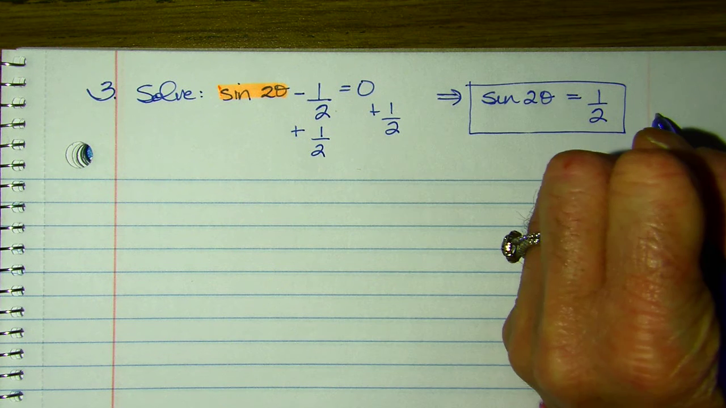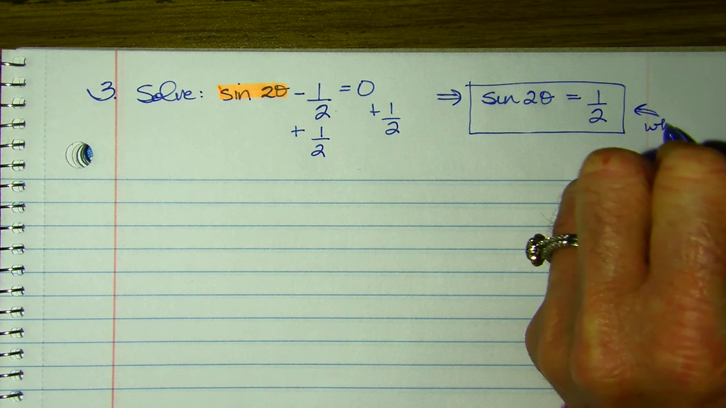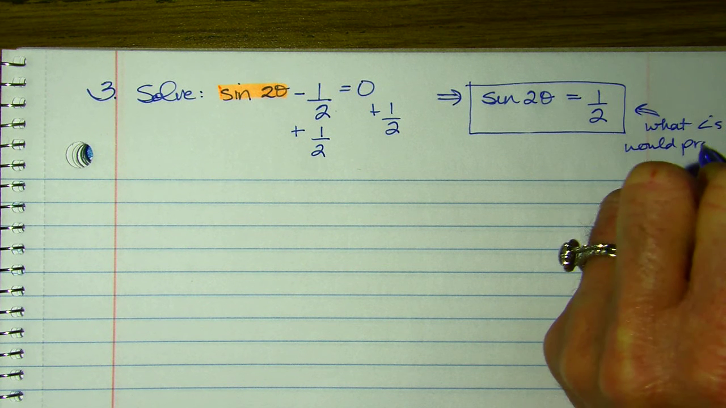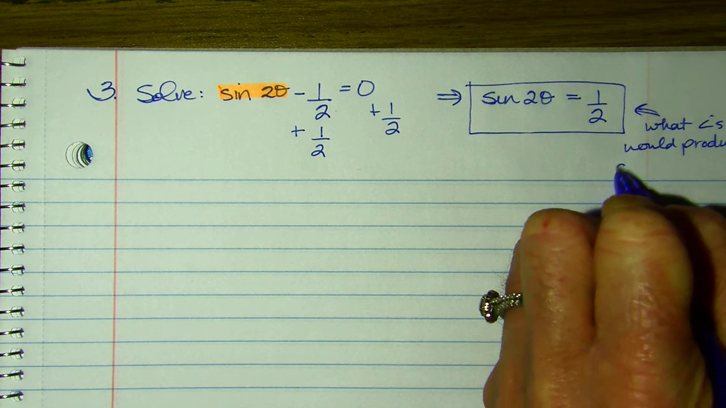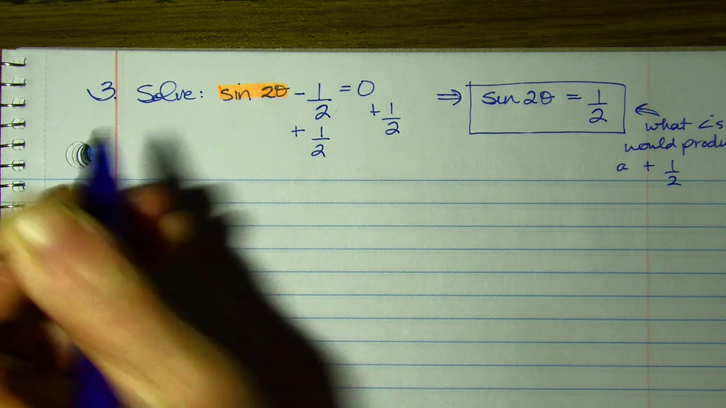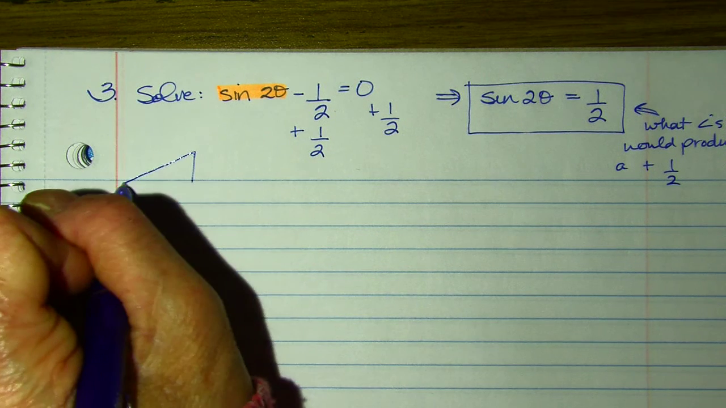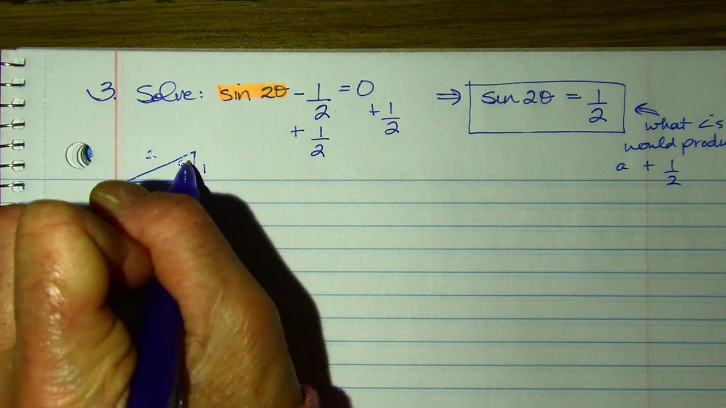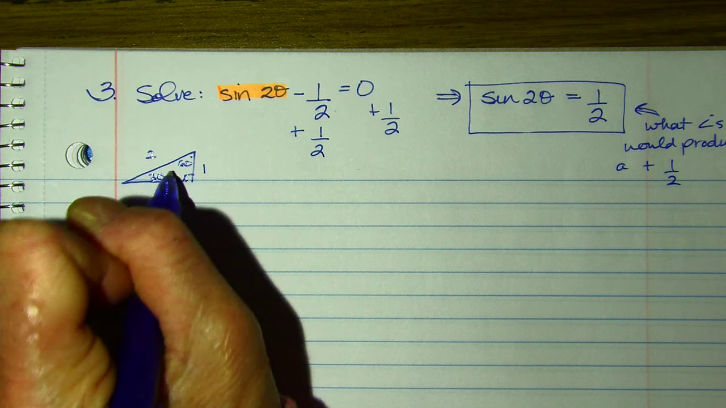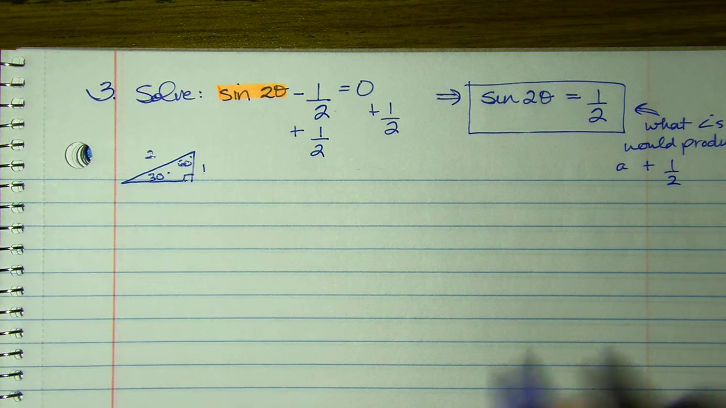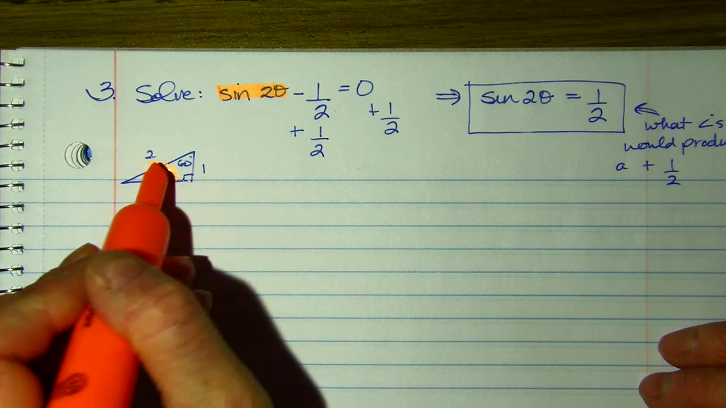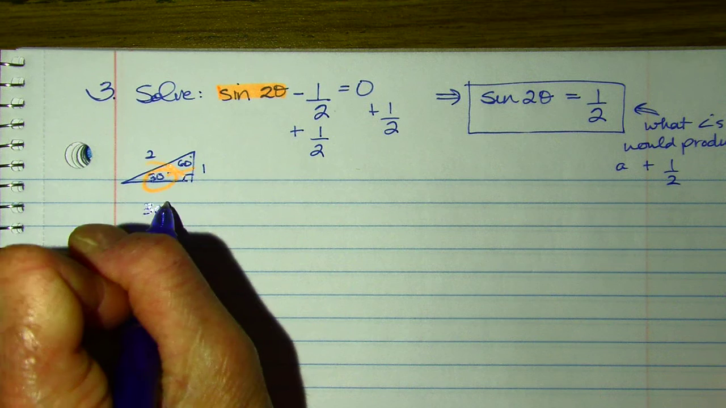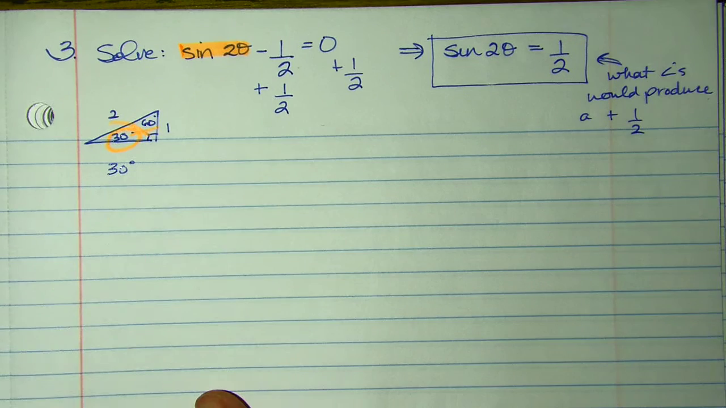So what angles, right? What angles would produce a positive 1 over 2? So I see that and I think of my 30, 60, 90, right? This is 60, this is 30. So 30 degrees would produce 1 over 2. So I know I'm working with the related or reference angles of 30 degrees.